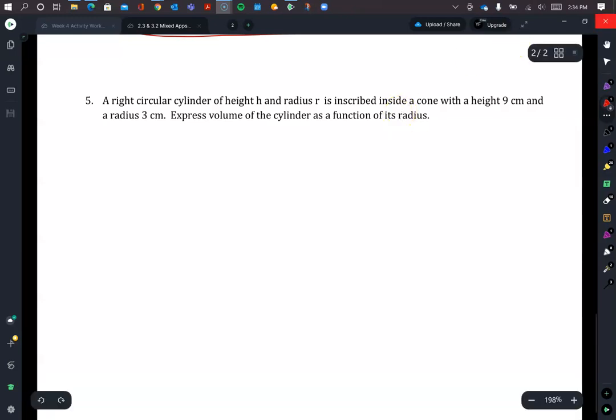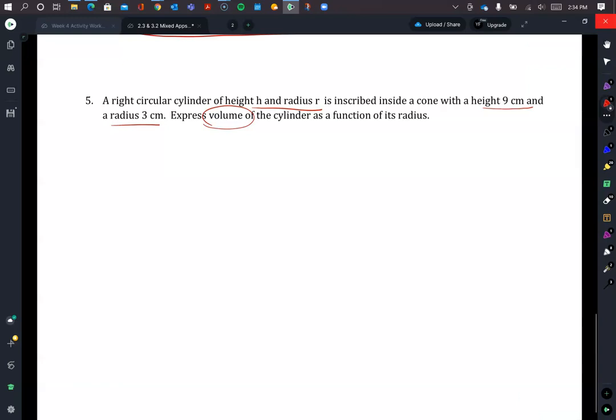Okay, last problem for this set of mixed modeling. We have a right circular cylinder of height h and radius r. It's inscribed inside a cone with height of 9 centimeters and a radius of 3 centimeters. Express the volume of the cylinder as a function of its radius.